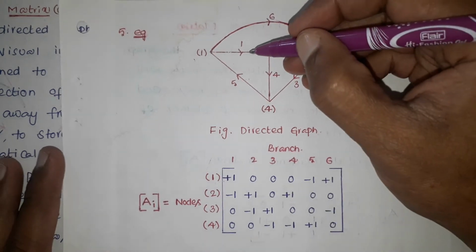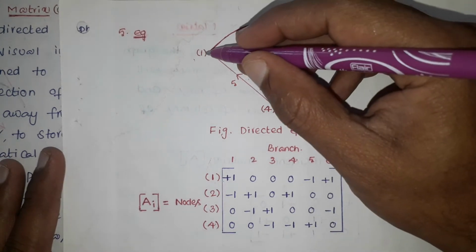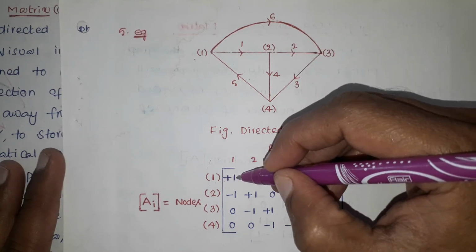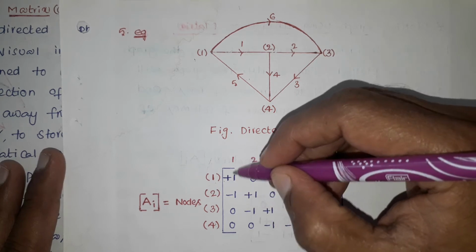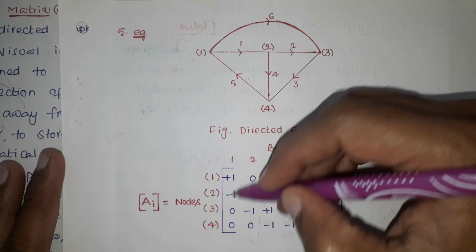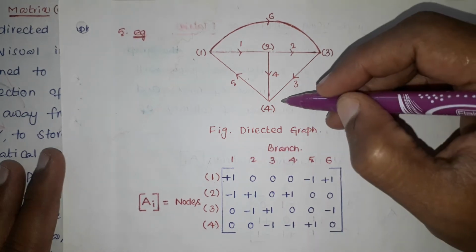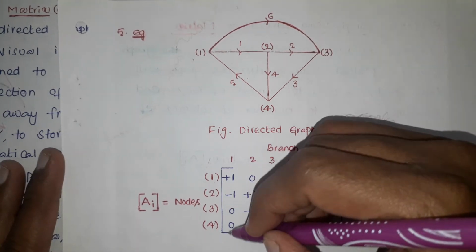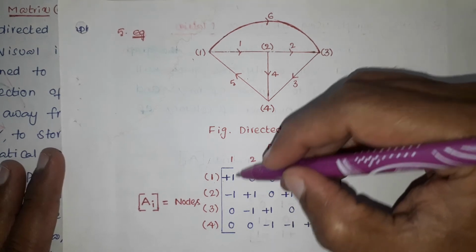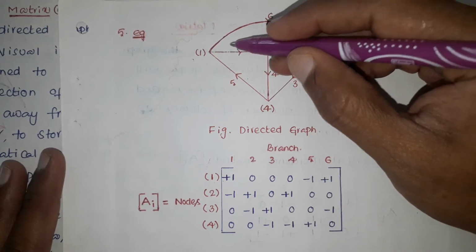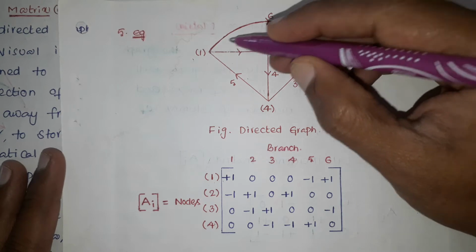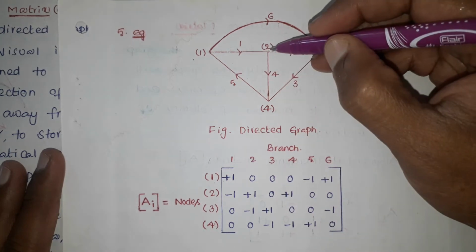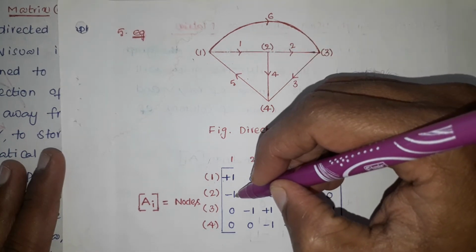So take the first branch. It is connected between 1 and 2, so you take node 1 as +1 and node 2 as -1. So 1 and 2 become the non-zero elements, and 3 and 4 are not related to the first branch, so they become 0. Since the current is leaving node 1 and coming to node 2, it is leaving at node 1, that's why +1, and coming to node 2, that's why -1.